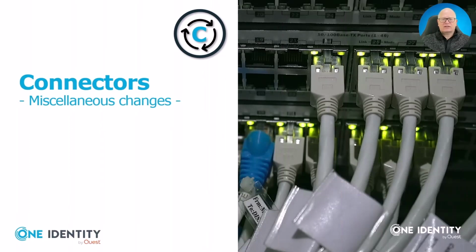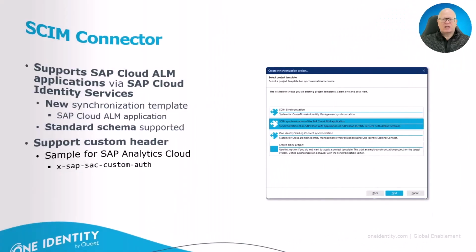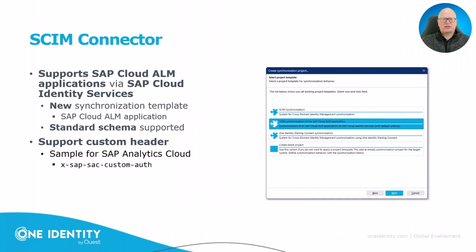And then some connector changes. We are now moving away from the connected system modules. We are just looking at connectors. If we do so, the first thing here is our SCIM connector. And in the SCIM connector, especially for SAP Cloud ALM applications via SAP Cloud Identity Services, we have inserted a new support for that. You can easily see that.